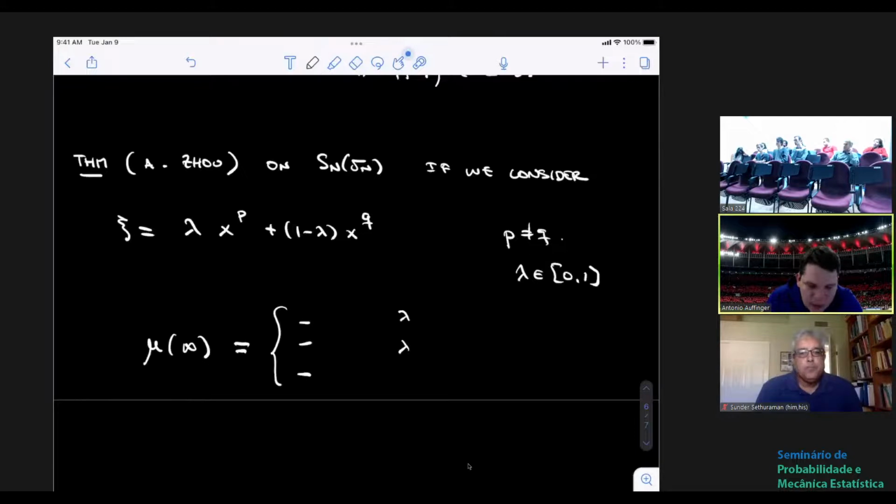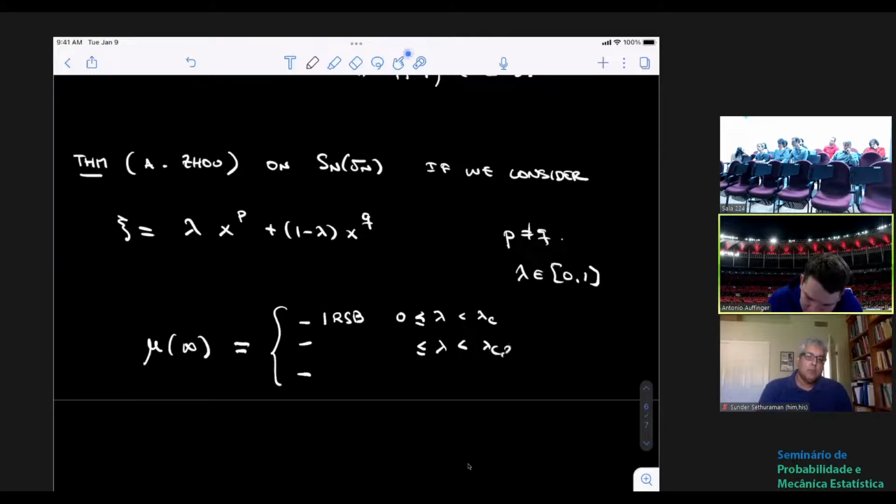Okay, so when lambda is equal to 1, you're back to just the p-spin, and then you have 1 RSB. So you get 1 RSB if lambda is less than some lambda critical. Then there is a second lambda critical, where you could either be, depending on the values of p and q, 2 RSB, or you can be what we now call one full RSB, which I'll explain in a second. Then you move back to one RSB at the end.